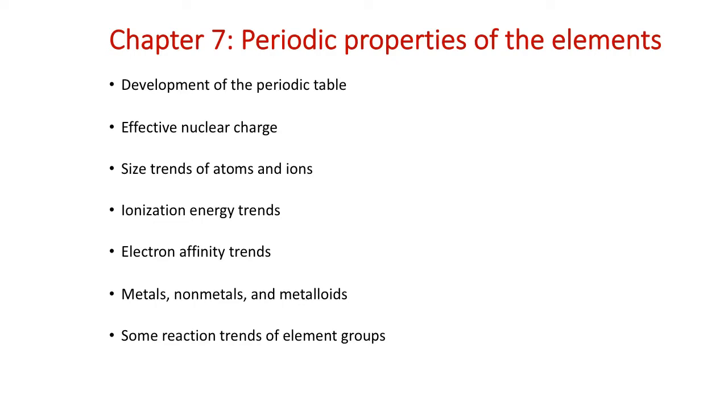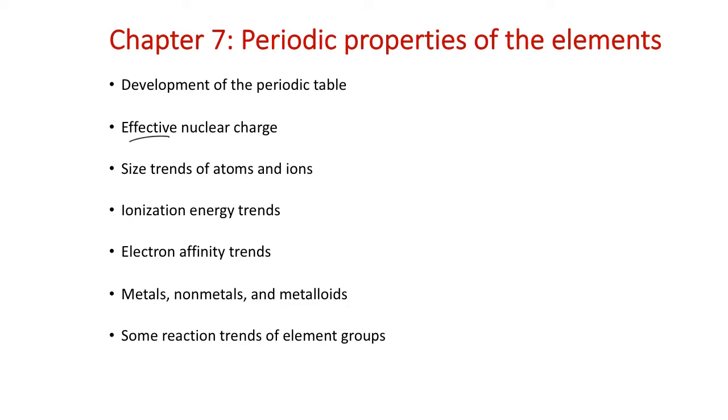The main property that's going to be responsible for the periodic behavior of the elements is the effective nuclear charge. We're going to see that there's a size trend as we go from left to right and top to bottom across and down the periodic table. We're going to see that there's an ionization energy trend as well, a trend for how much energy it takes to remove an electron from an atom. That's the ionization energy.